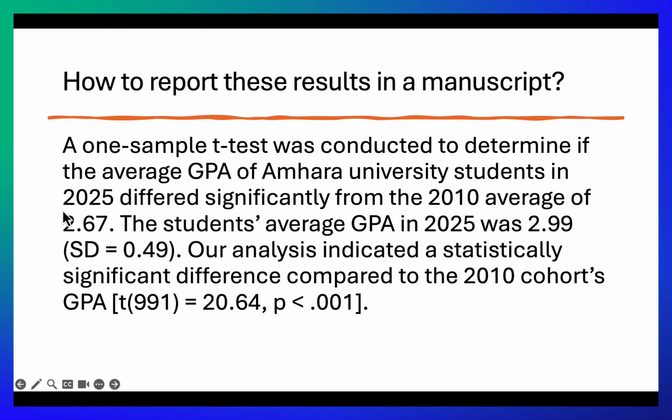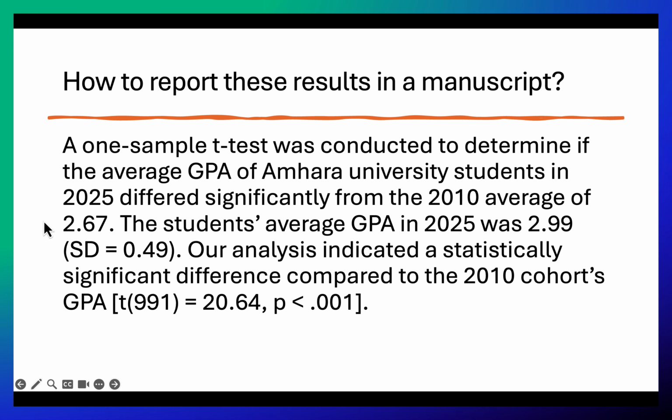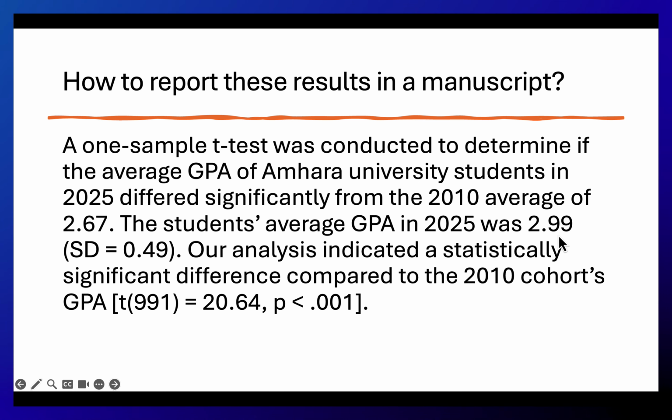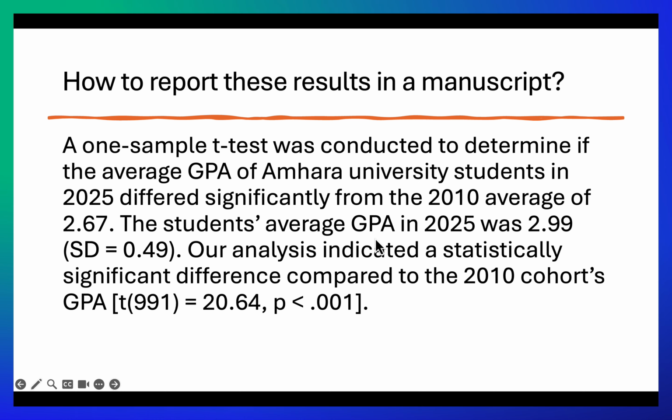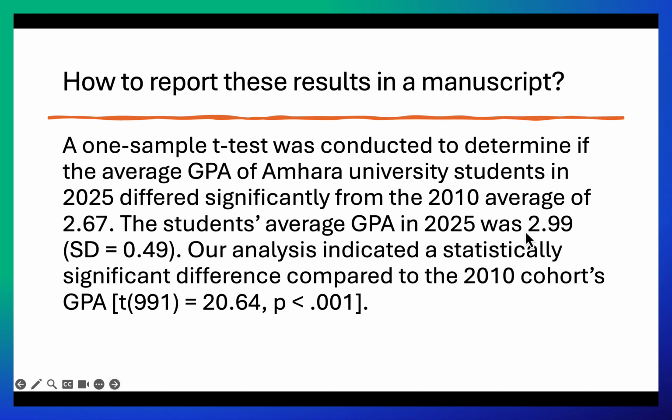But I do want to show you how to write these results into words in your paper because you'd need to report them as well. So this is what I would potentially say. A one sample t-test was conducted to determine if the average GPA of Amhara University students in 2025 differed significantly from the 2025 average. So here are the statistics you'd want to report. The students' average GPA in 2025 was, here's our mean and here's our standard deviation. So you report that information. So 2.99. Just looking at these two, it's like, oh wow, clearly it's different.